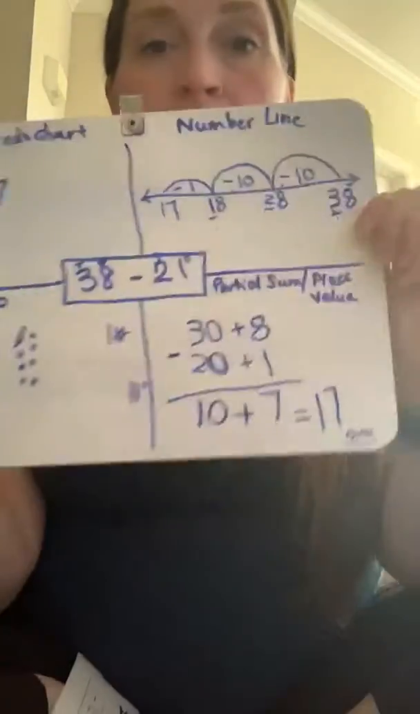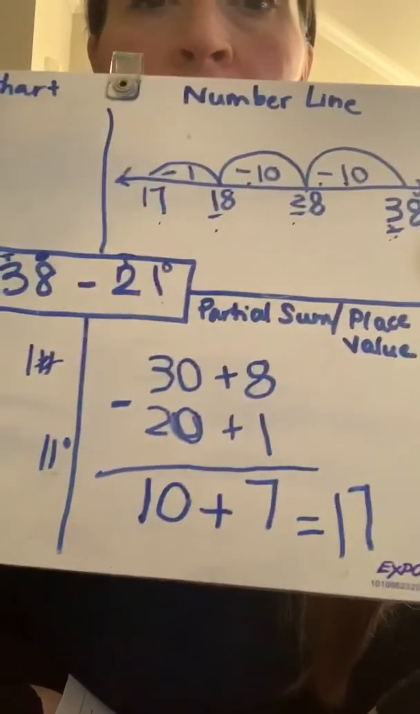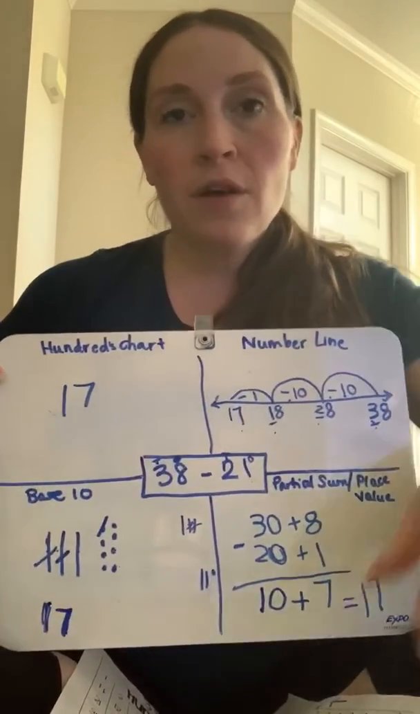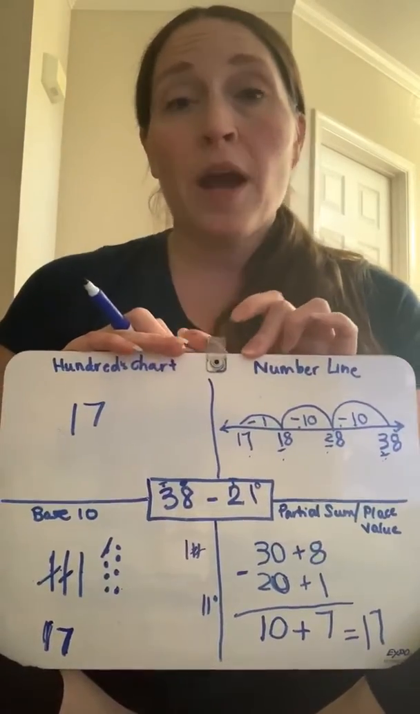So again, those are the 4 ways. You have your hundreds chart, your number line, your base 10 blocks, and your partial sums. You can choose to do it all 4 ways if you're solving some problems, or you can just choose to do one way and really practice that one.